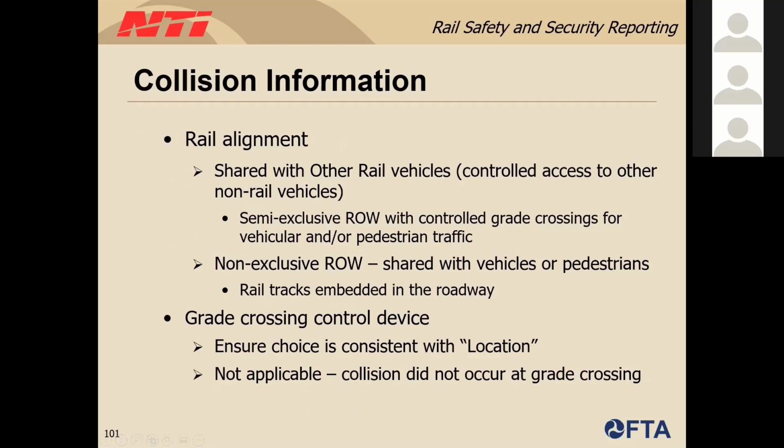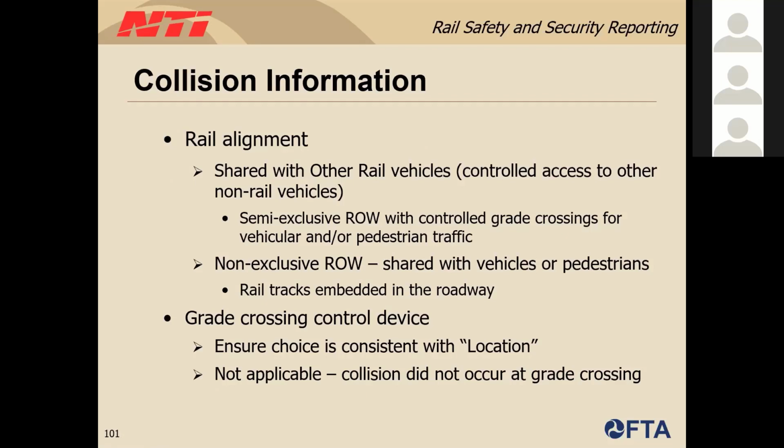Under rail alignment, let's look at two of the options. The first is shared with other rail vehicles, controlled access to other non-rail vehicles. You would use this selection when the rail alignment is a semi-exclusive right-of-way with controlled grade crossings for vehicular traffic. The second is non-exclusive right-of-way, shared with vehicles or pedestrians.